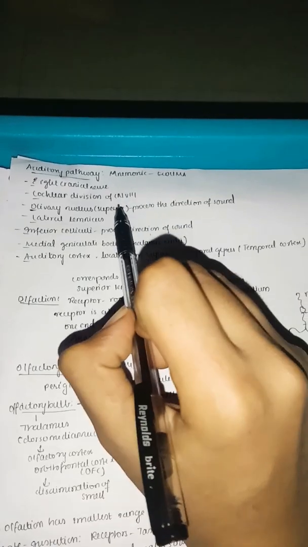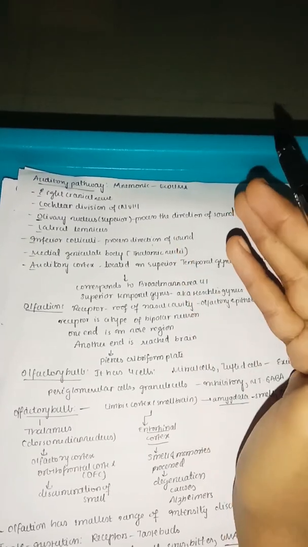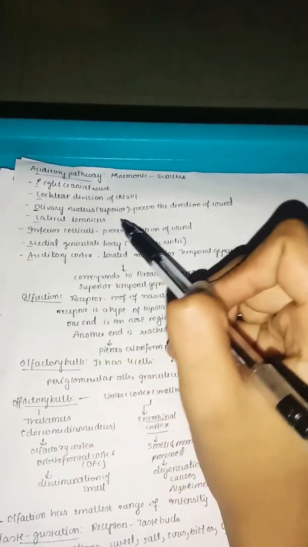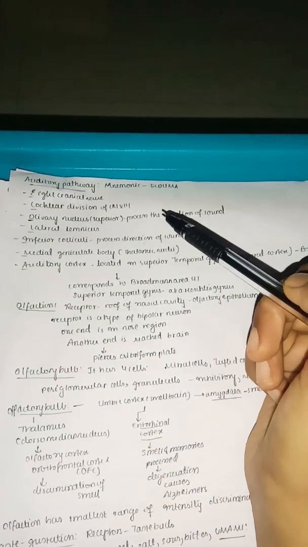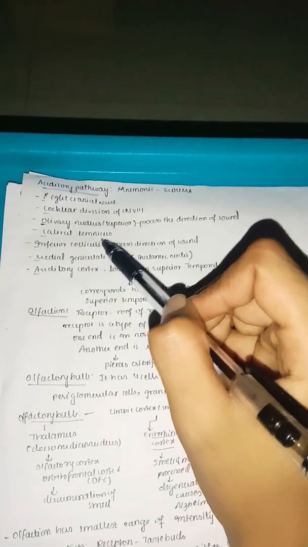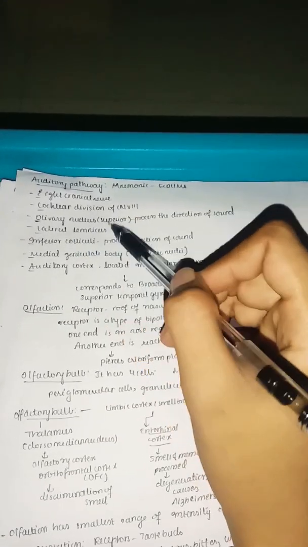So you can see the superior olivary nucleus also is useful to process the direction of sound, like from which direction the sound is coming, you are able to tell from which direction you are listening. So that is mainly the function of the superior olivary nucleus. Along with that, even the inferior colliculi work with it to process the direction of sound, but it's not the main one. The important one is the superior olivary nucleus.